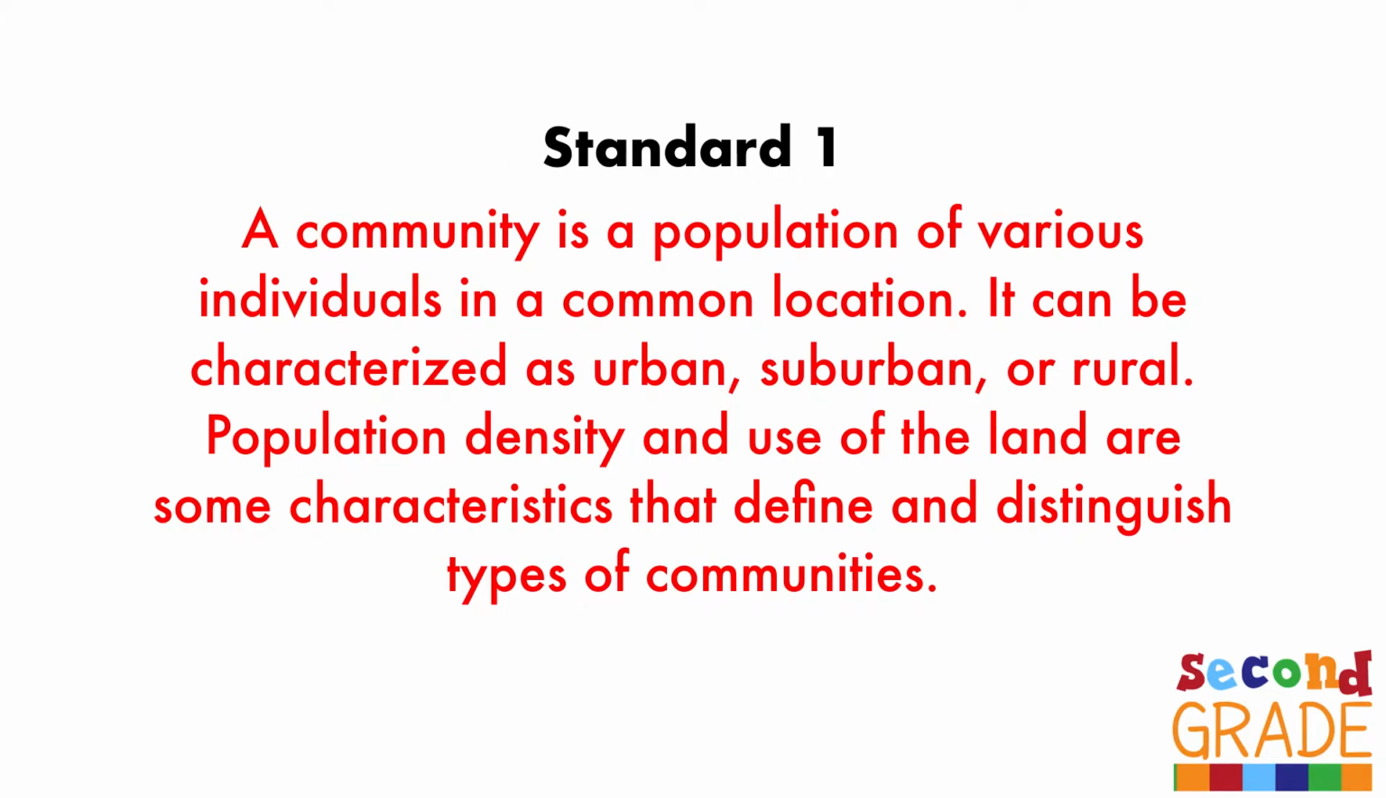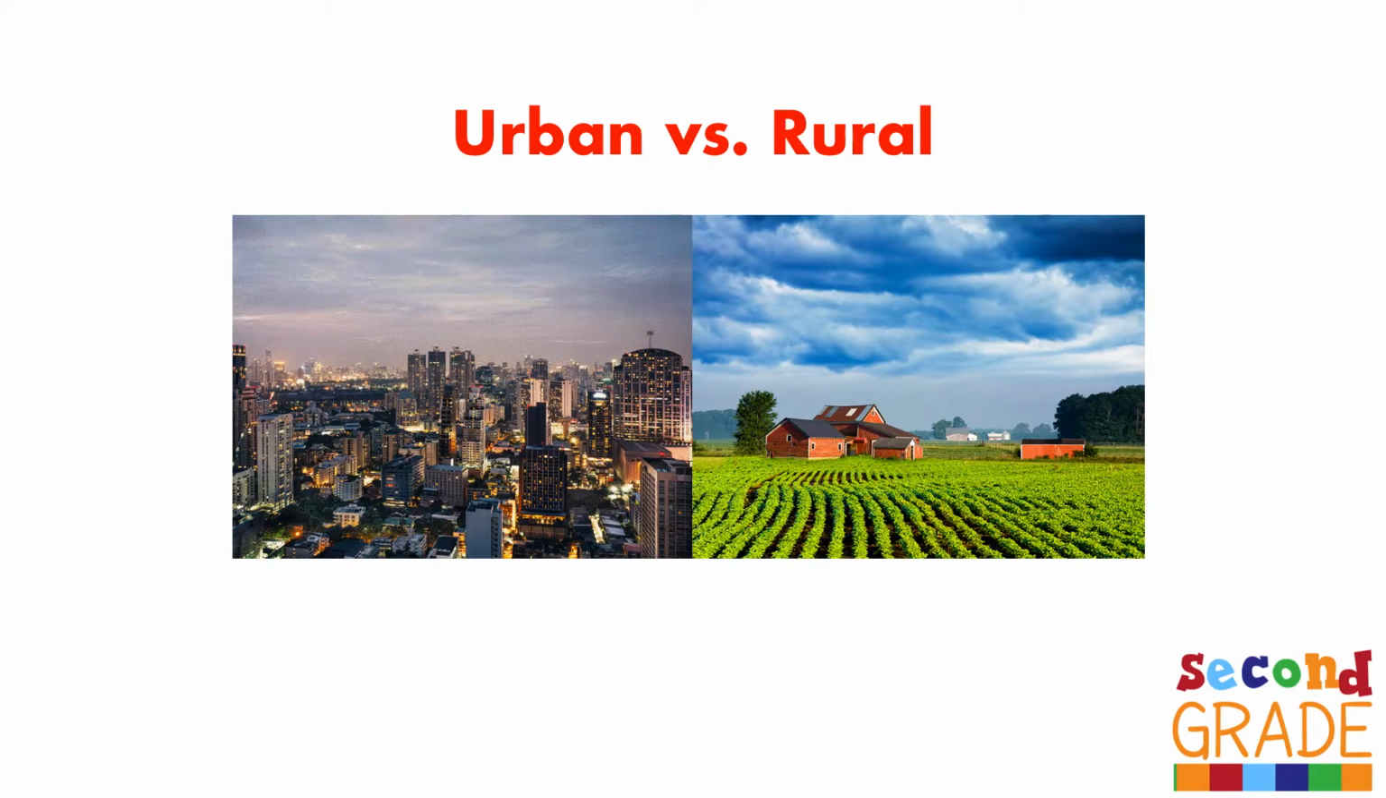Standard 1. A community is a population of various individuals in a common location. It can be characterized as urban, suburban, or rural. Population density and use of the land are some characteristics that define and distinguish types of communities. An example of a question that we might ask students to get at the standard is, how are lifestyles different for people living in urban, suburban, and rural settings? And topics of study that we could cover: urban, suburban versus rural in terms of population density, in terms of housing, apartments versus farms versus homes, and cultural activities that are available in each of those settings.